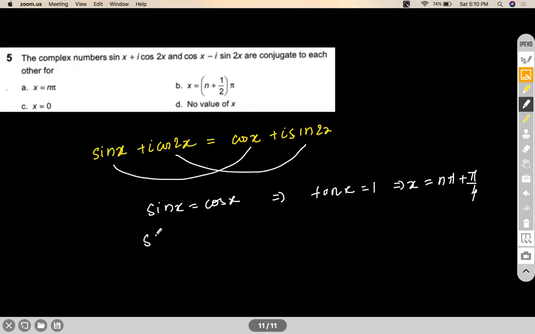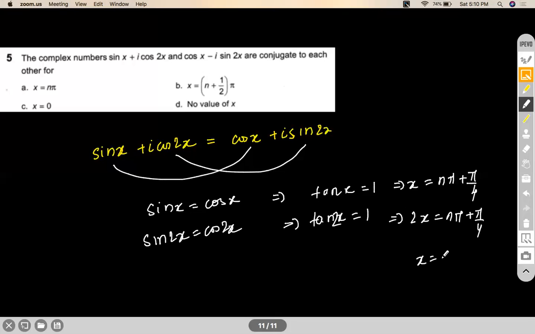Yeah. For tan x is 1 means x is equal to n pi plus pi by 4. Remember the general solution that we had done in our equations? Okay, Pranav, conjugate, yeah. The conjugate of this, won't it be plus? Okay. And sin 2x is equal to cos 2x. That means tan 2x is equal to 1. That means 2x is equal to n pi plus pi by 4, which means x is equal to n pi by 2 plus pi by 8.